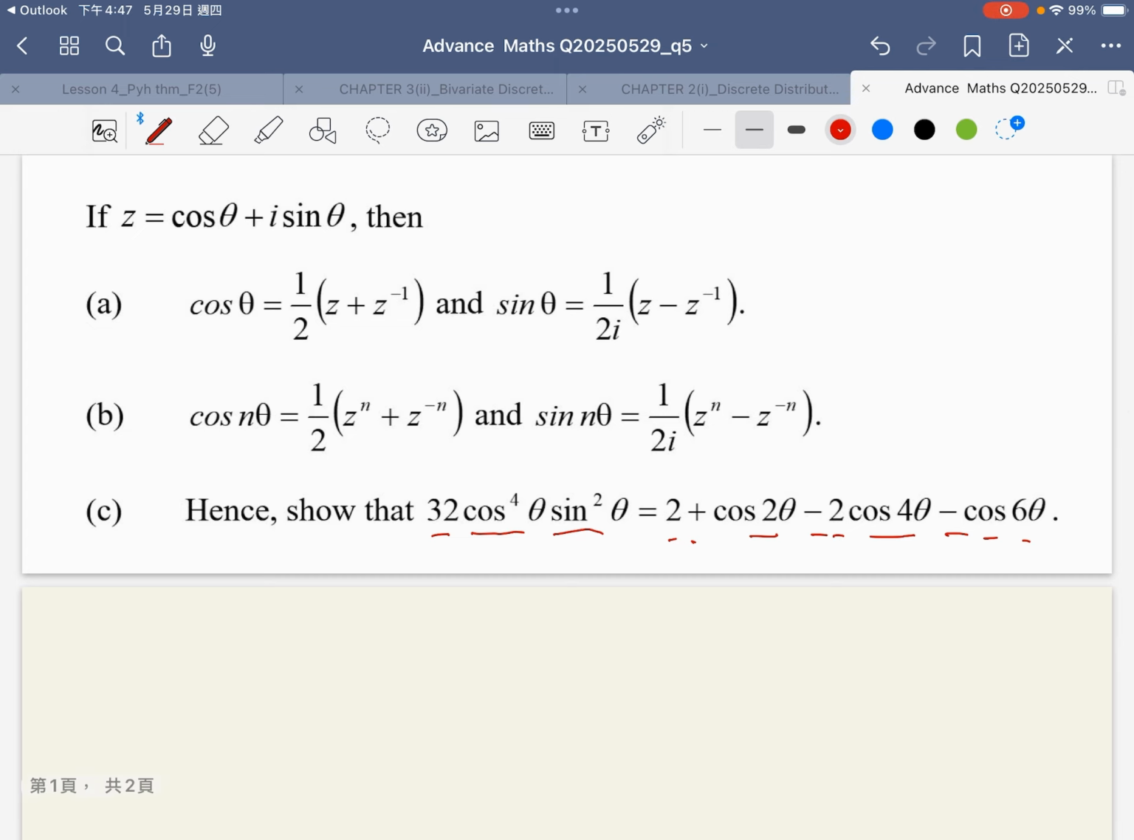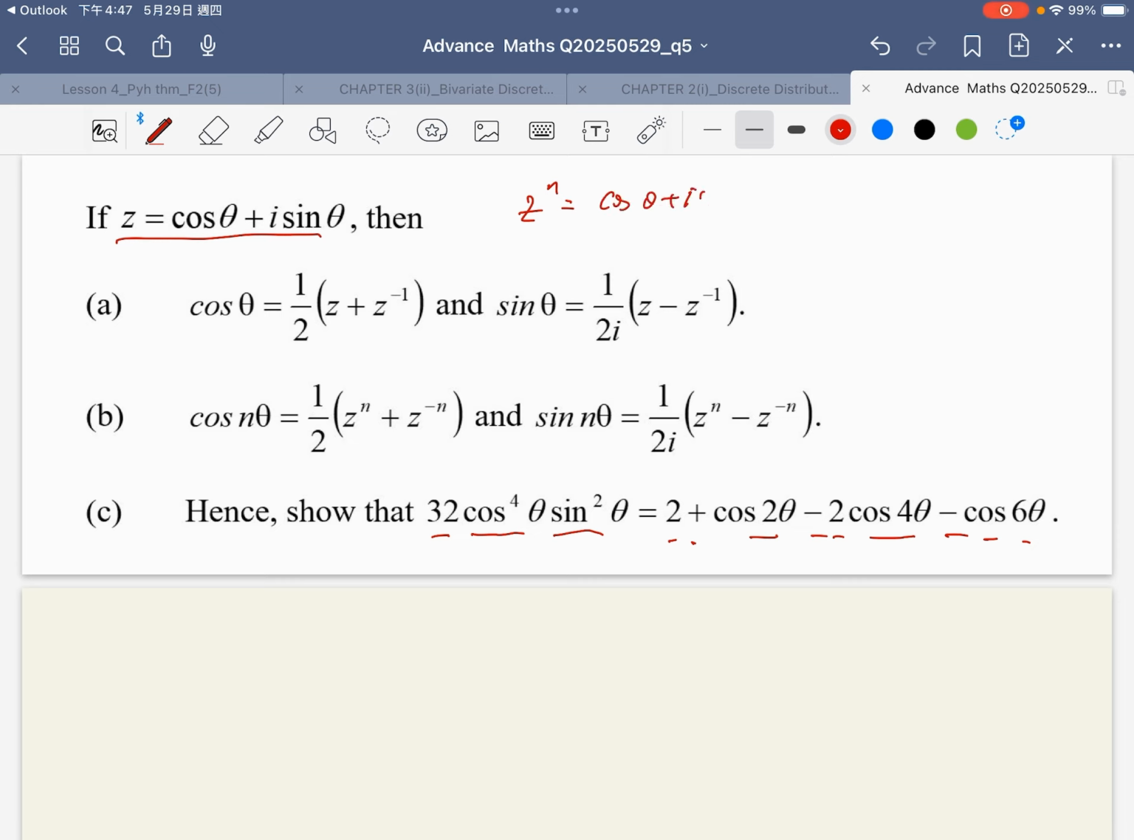For De Moivre's theorem, if e^(iθ), that is z, equals cosine theta plus i sine theta, then z to the power n should be equal to cosine theta plus i sine theta to the power n. Then it is equal to cosine n theta plus i sine n theta. Here, I try to use this for the first two parts.